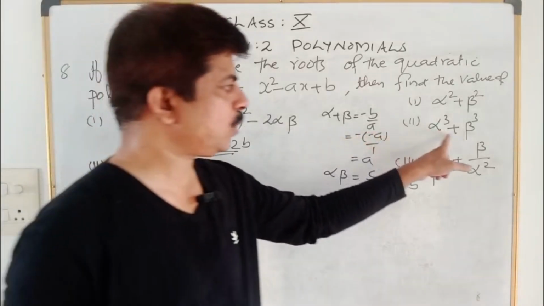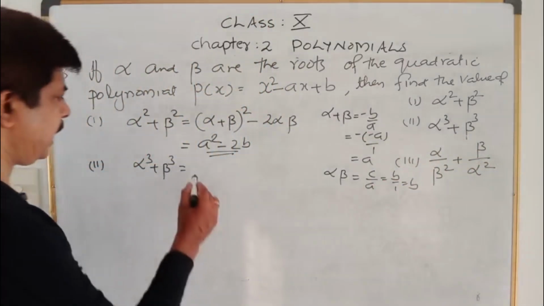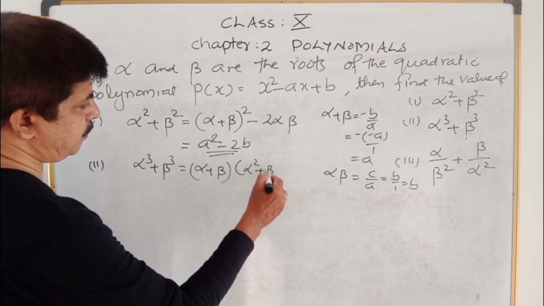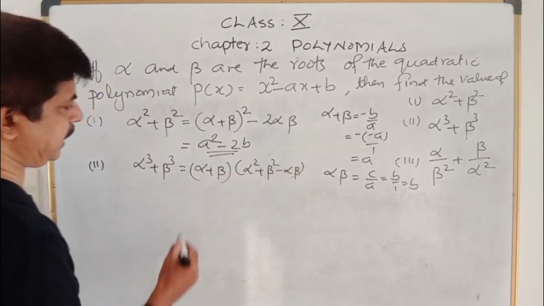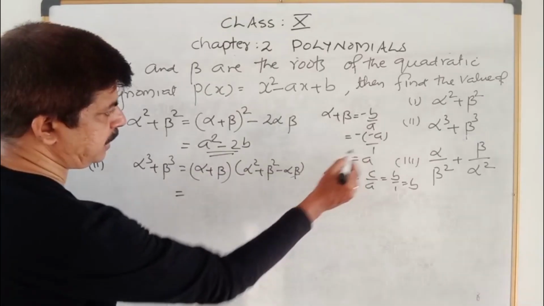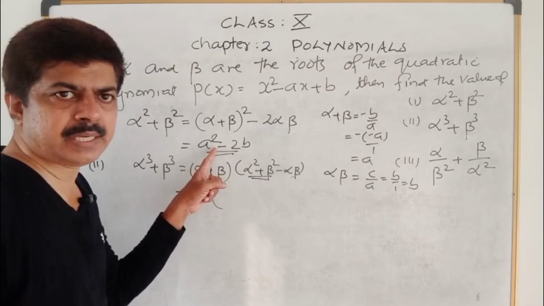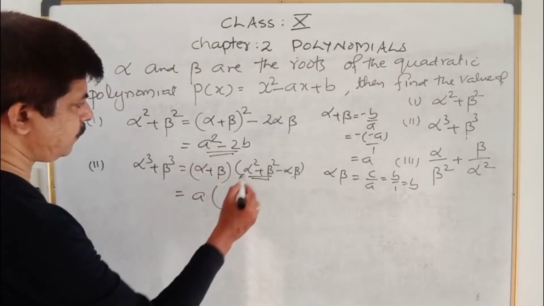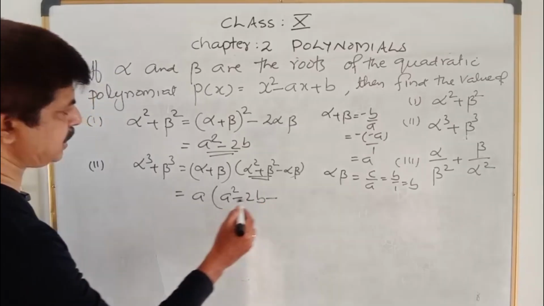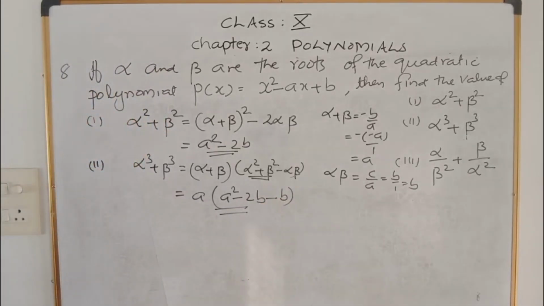Do you remember a cube plus b cube? A cube plus b cube is a plus b into a square plus b square minus ab. We already know the value of alpha plus beta, that will be substituted as a. Alpha square plus beta square we already found in the first part. So we use this to substitute a square minus 2b minus alpha beta, whose value is b. Is it clear? Now third question.